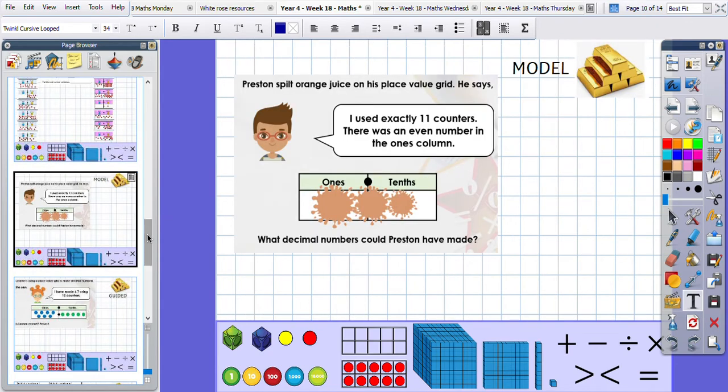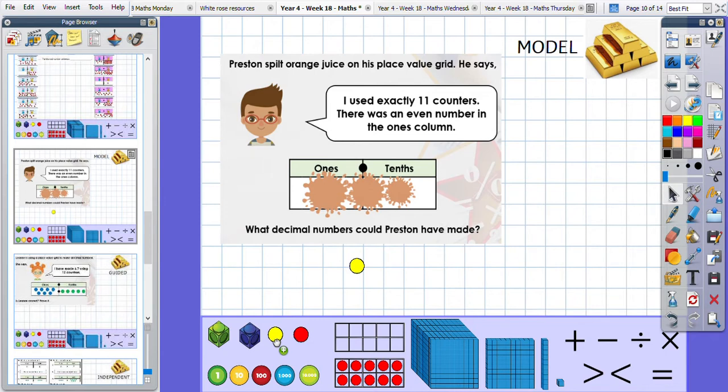When you have done that, then you are moving on to gold, and gold is starting to look at reasoning and problem solving. So Preston spilled orange juice on his place value grid. He says, I used 11 counters. There was an even number in the ones column. What decimal numbers could Preston have made? So I know I need 11 counters. That's 4, 5, 6, 7, 8, 9, 10, 11.